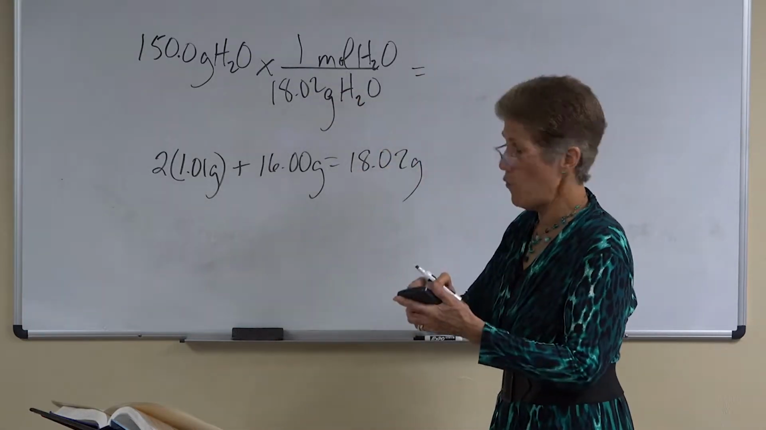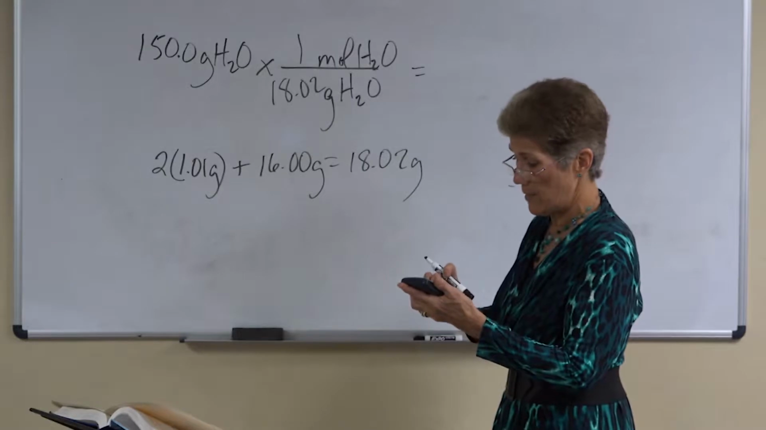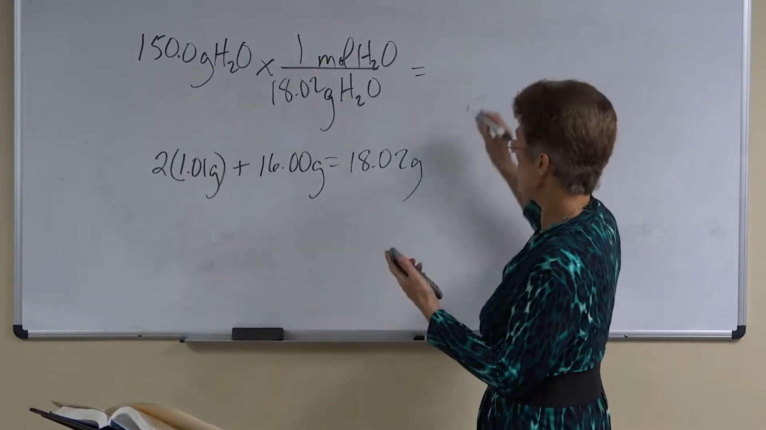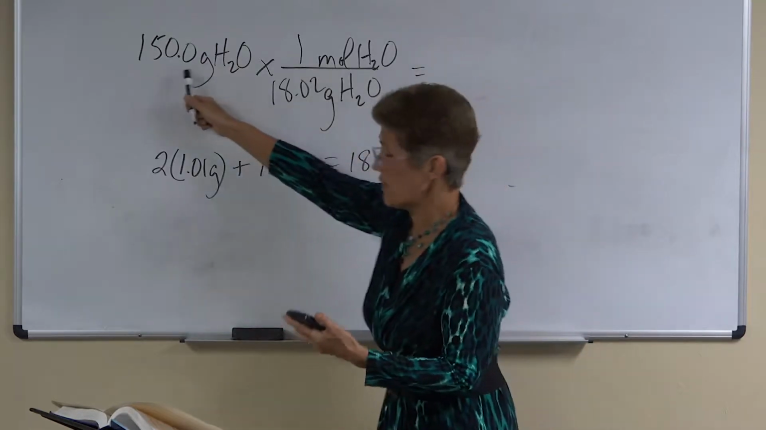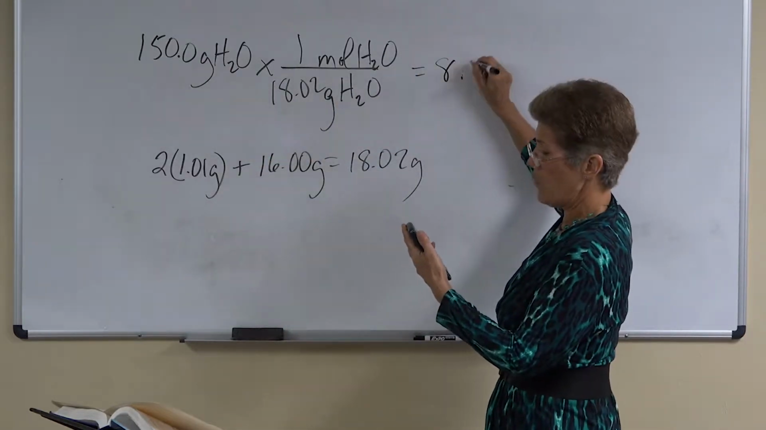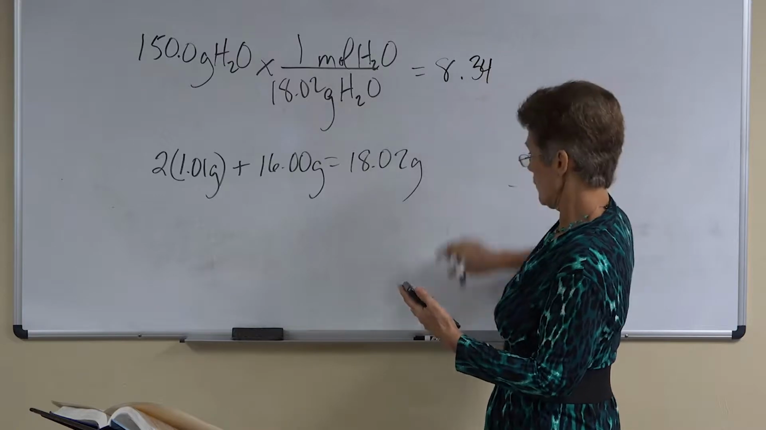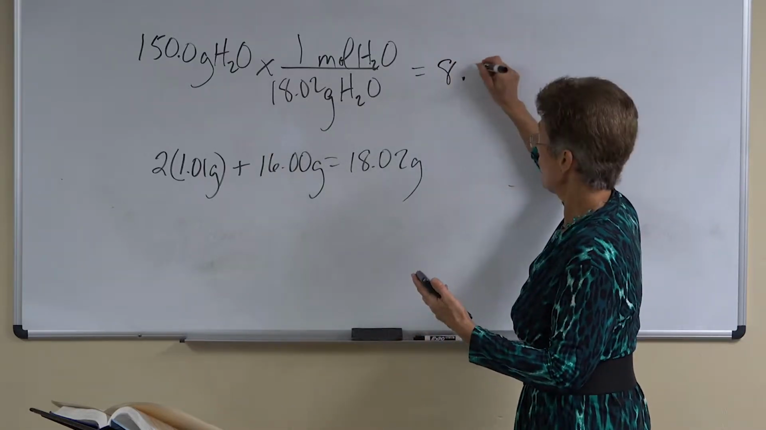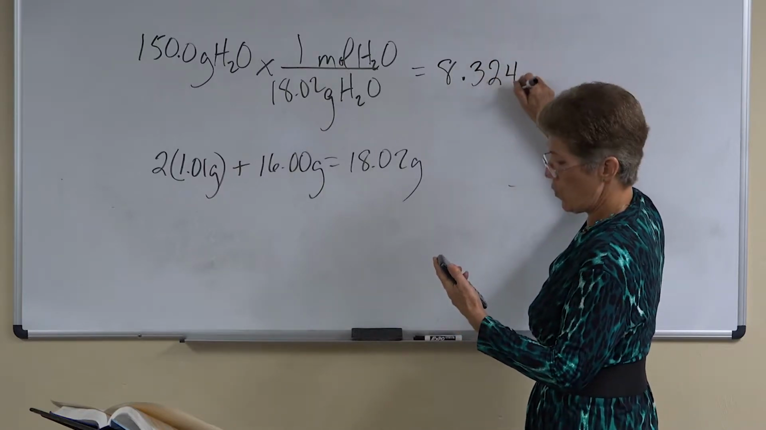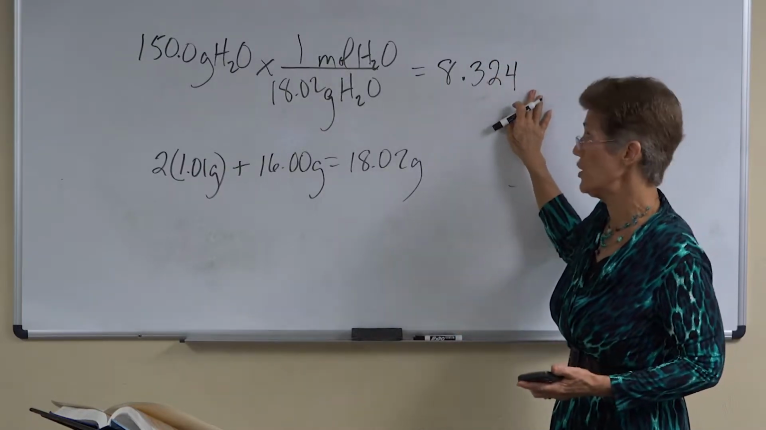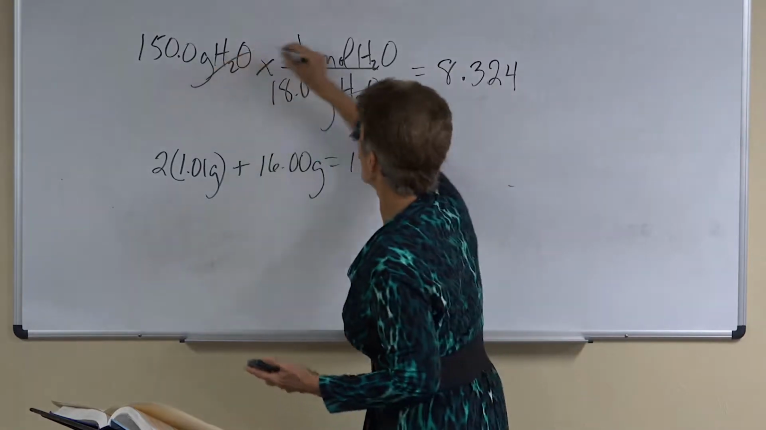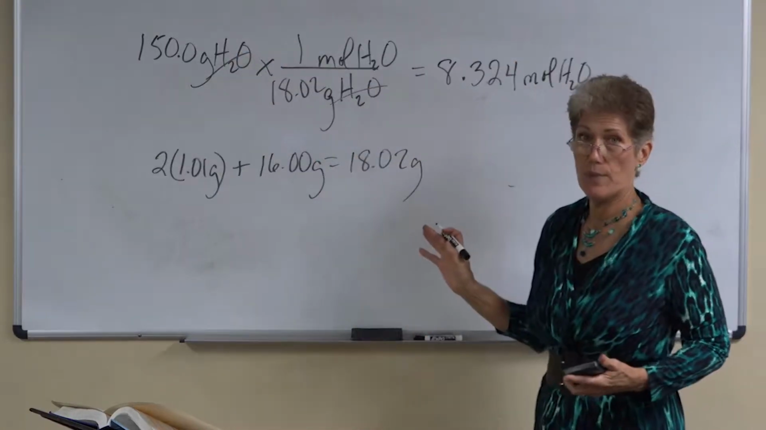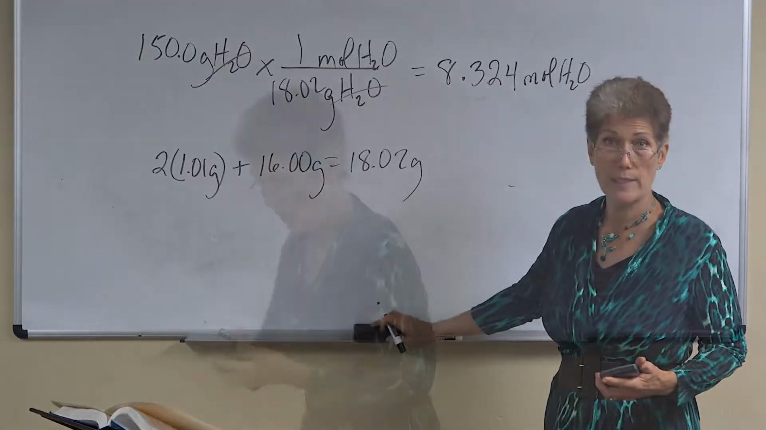And so we have 4 significant figures each place by 18.02, and that gives me, I need 4 significant figures in my answer, so 8.324, and the next digit is a 0, so I'm in good shape. These leave, so I'm left with moles of water. That way I know that my numbers are in the right place because my dimensions come out correctly.